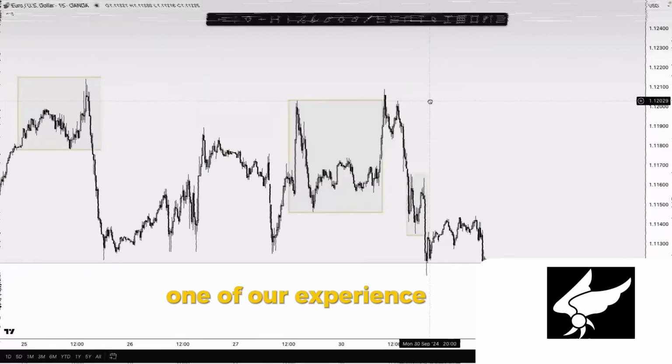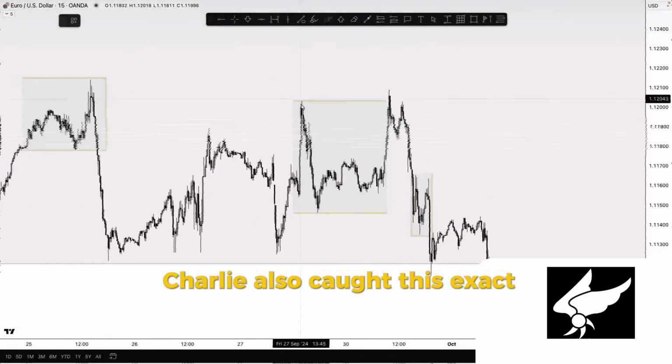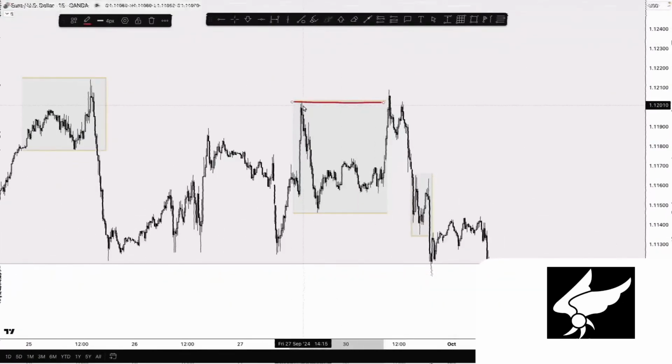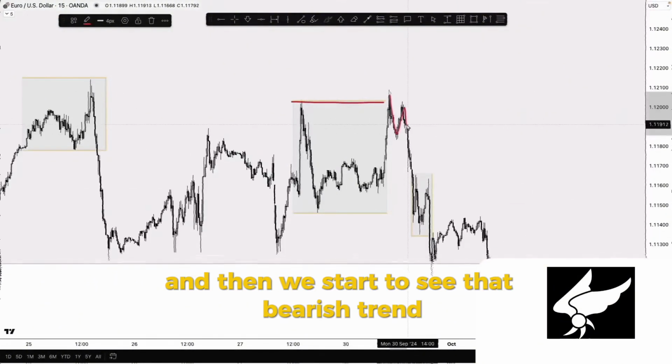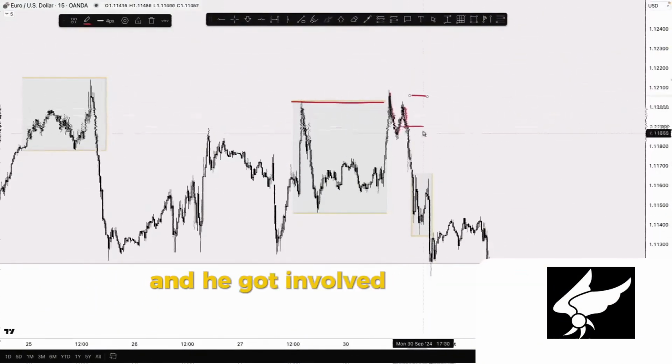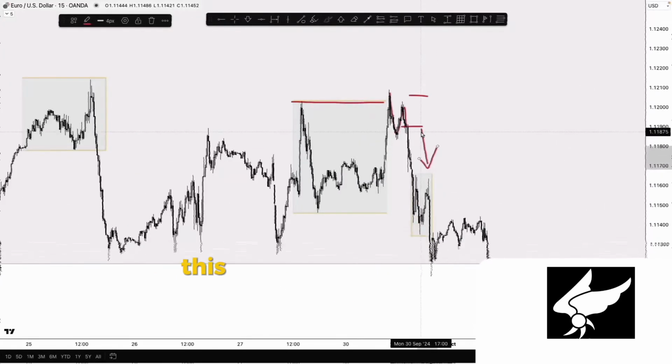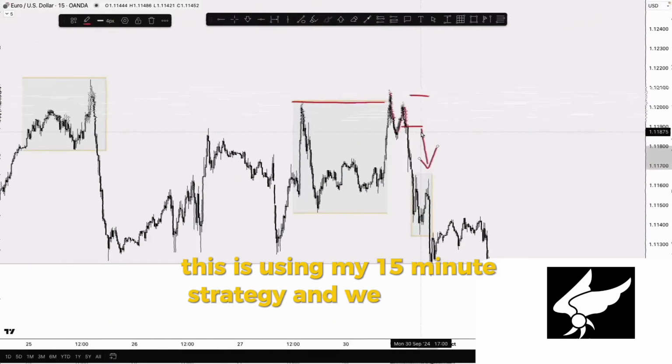One of our experienced traders, Charlie, also caught this exact move here to the downside, run above that high into the mitigation, and then we start to see that bearish trend. This happened during New York session and he got involved playing the direction of the market. This is using my 15-minute strategy, and we just play directions.